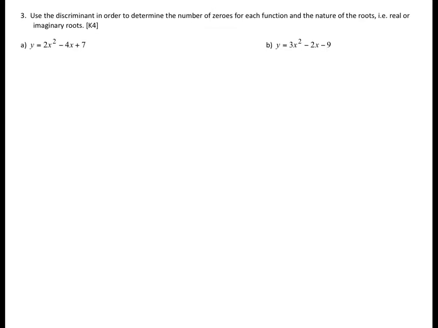In the third question, we have to use the discriminant in order to determine the number of zeros and also the nature of roots, either they are real or imaginary.